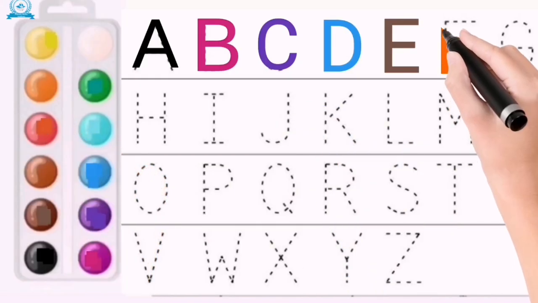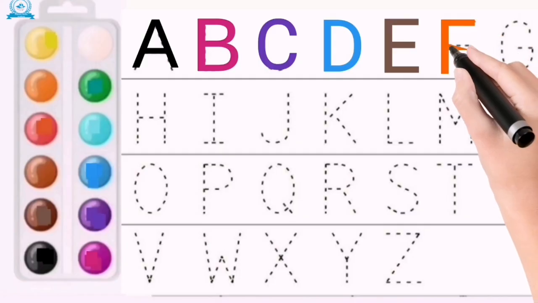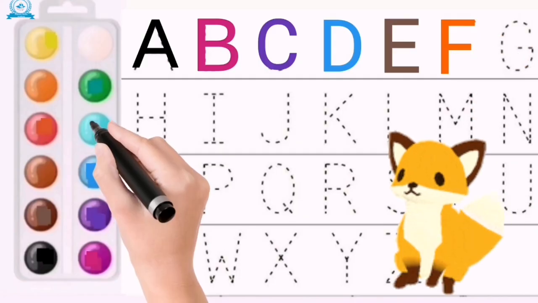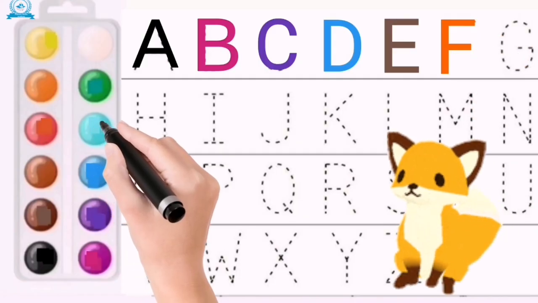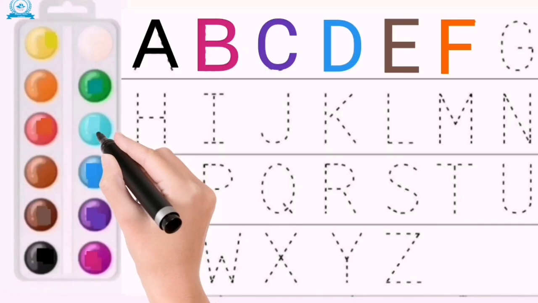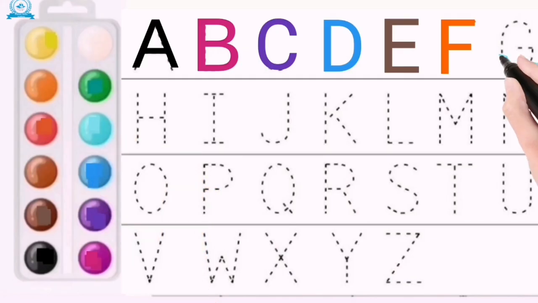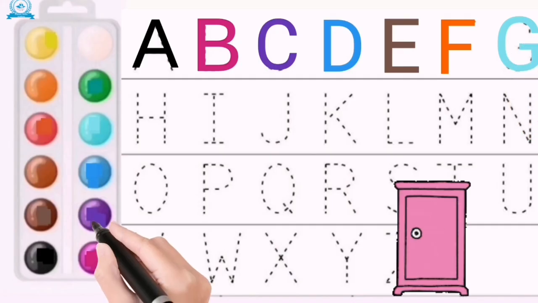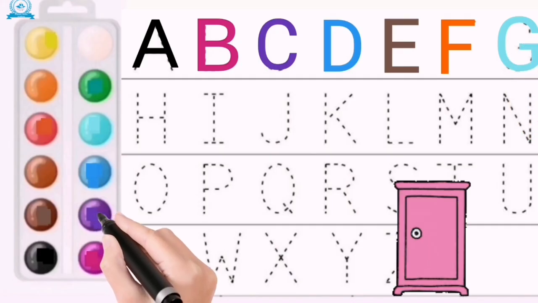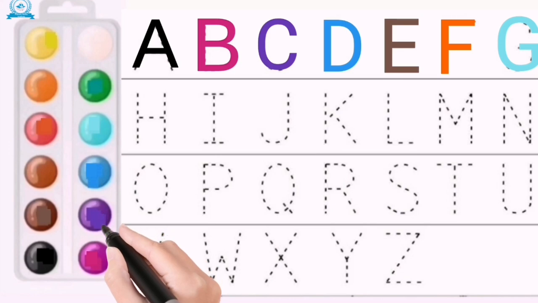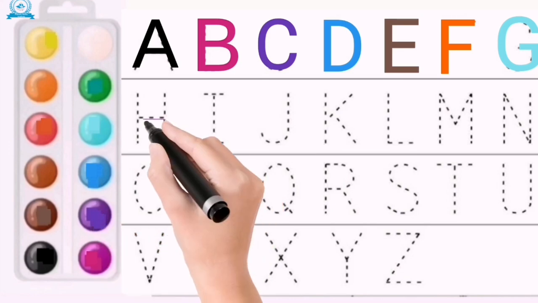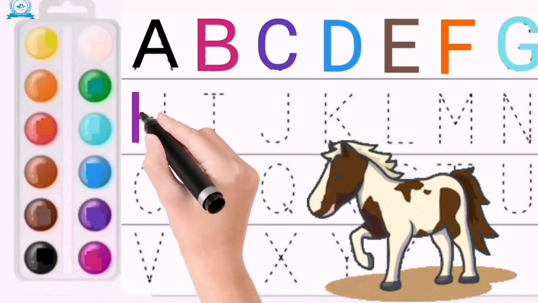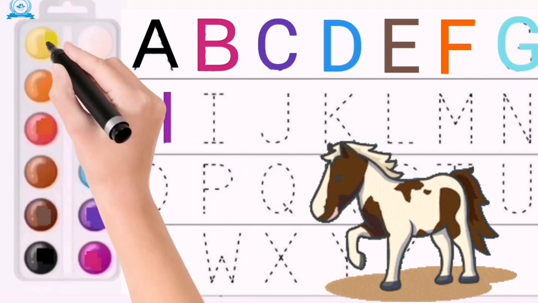F is for fox. G is for gate. H is for horse.